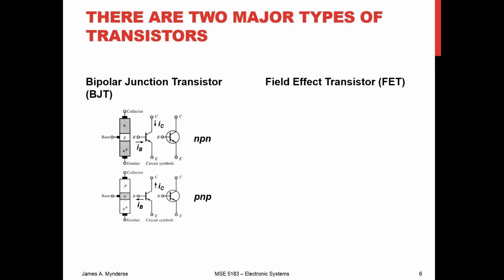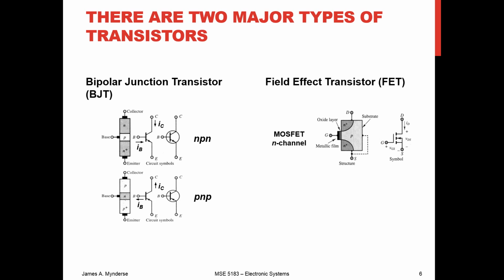Same idea with the PNP, except now we're doing a P with an N with a P plus, so it's a different construction here. And our current at the base, you notice, is going the opposite direction. And the current is now going from emitter to collector. So we've reversed our currents, so you can see that depending on your application, one or the other might be an appropriate choice. But in both cases, we apply a current, and that allows current to flow.